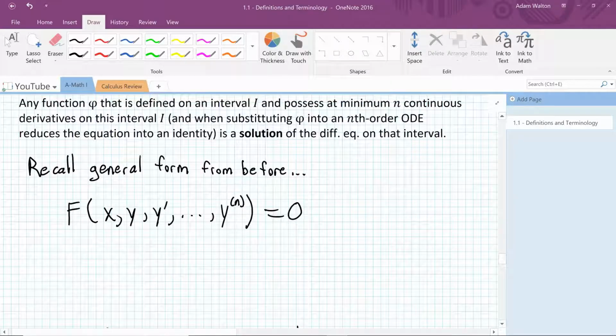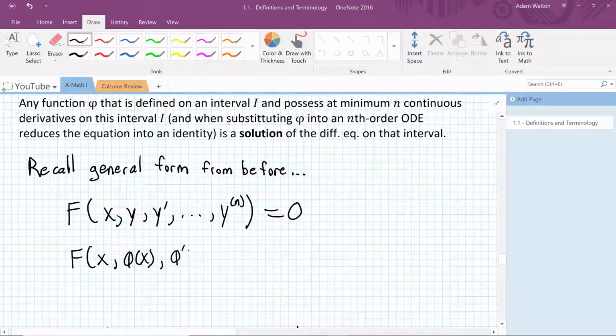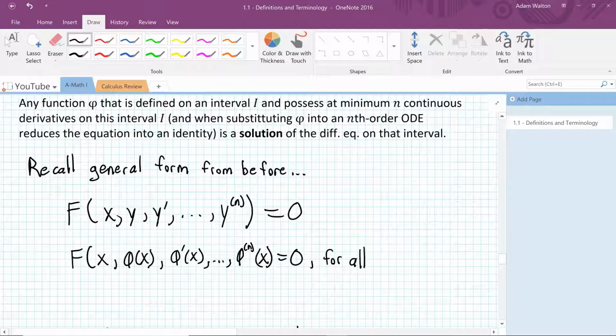So now, what this definition is actually saying is that we have f of x, phi of x, phi prime of x, again, all the way up to that nth derivative of phi of x, is equal to 0 for all x on I. So now just looking at this, you might look and say, well, then what's the difference between y and phi of x?